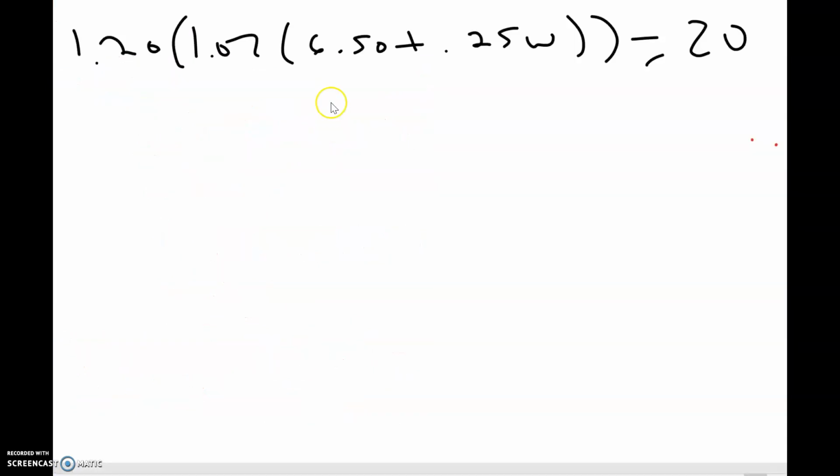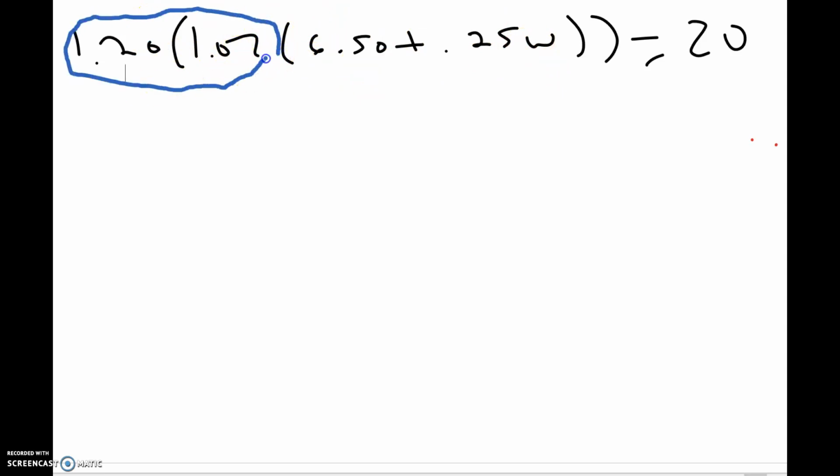Give me a minute. Okay, so another option is to always use properties, right? Because in order of operation, you can't add these. These are not like terms, but you could distribute and then distribute again. The other thing you can do is you could go ahead and multiply these.